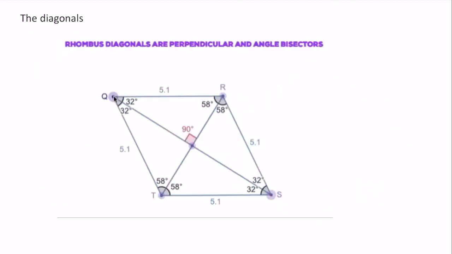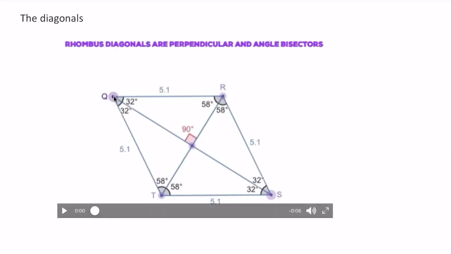Okay, so next we're going to look at the diagonals. So we're going to first look at the diagonals of a rhombus, then we'll look at the diagonals of a rectangle, and then we'll keep in mind that whatever applies for a rhombus or a rectangle all applies for a square, because a square is a type of both, right? So let's look at the diagonals of a rhombus, and what we want to notice is that they're perpendicular, right? This 90-degree angle is never going to change, and they're also angle bisectors.